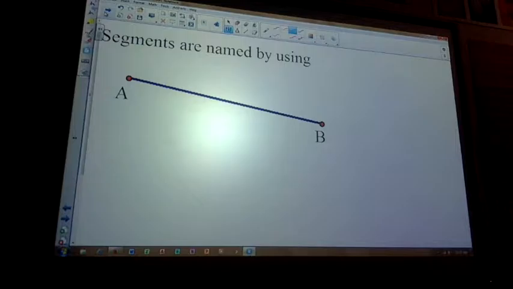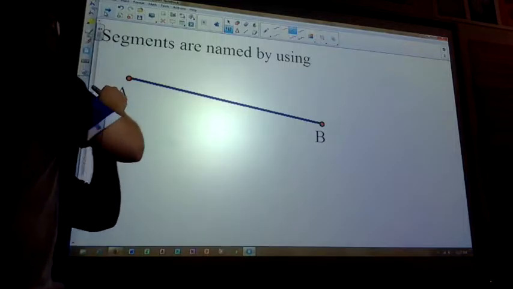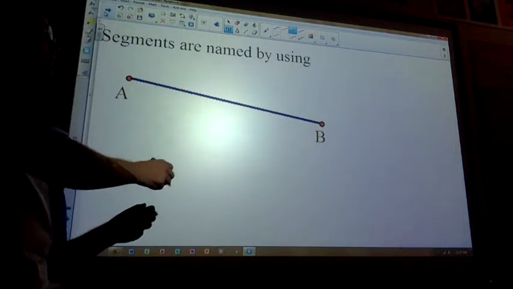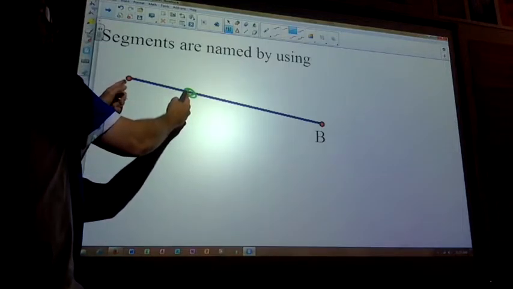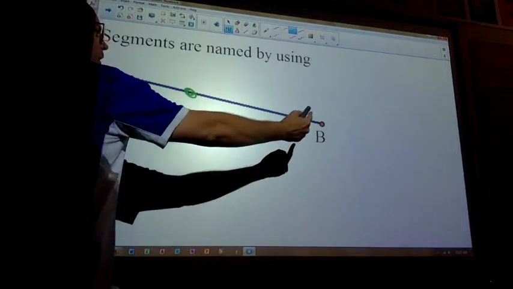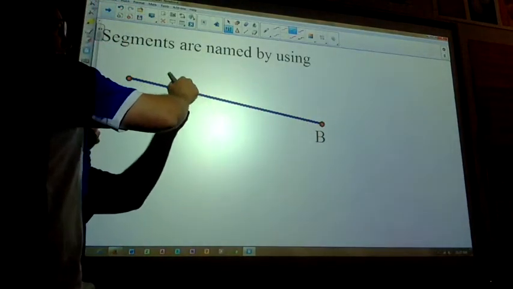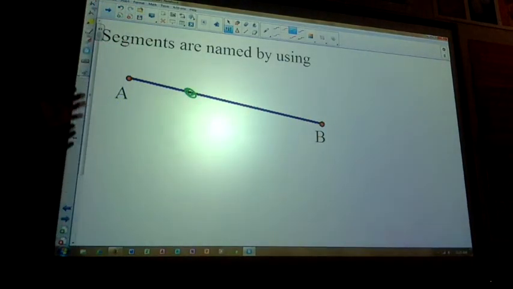I don't know why. Okay, segments are named by using the two endpoints. Okay? So again, this is segment AB or BA. This means the exact same thing. If I had another point identified in there, it's just a bonus. But if you wanted this segment here, you include those as the endpoints. If you wanted the whole segment, you don't use this letter if that is some arbitrary value. So I'm not even going to put a symbol in there. Okay.